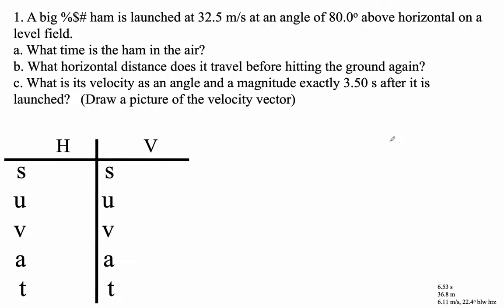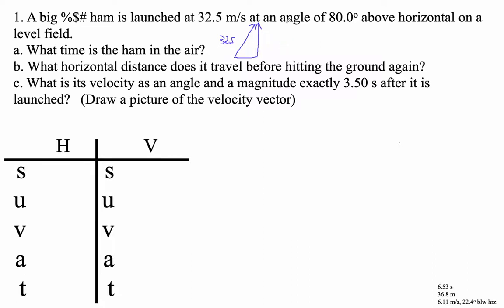A big old ham is launched at a 32.5 meters per second speed at an angle of 80 degrees above horizontal on a level field. What time is the ham in the air? All right. So remember, it's launched way up like that, right? The hypotenuse is 32.5, right? And let's break this into x and y components, right?